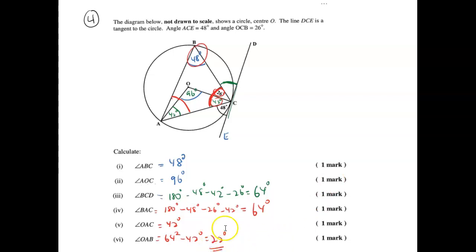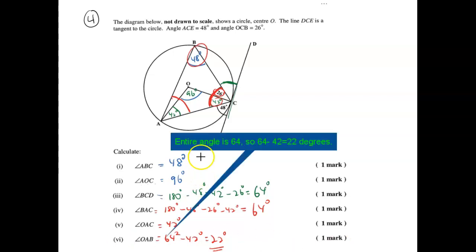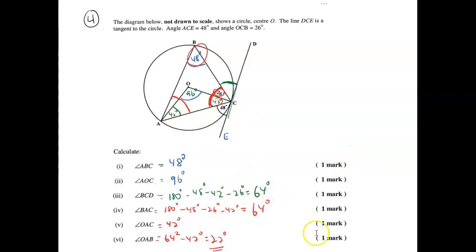So that is my final answer, and the reason for that would be the angle here is actually 64 degrees. So 64 minus 42 will actually be 22 degrees.